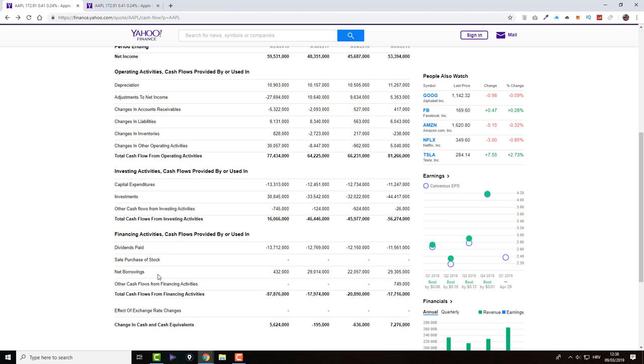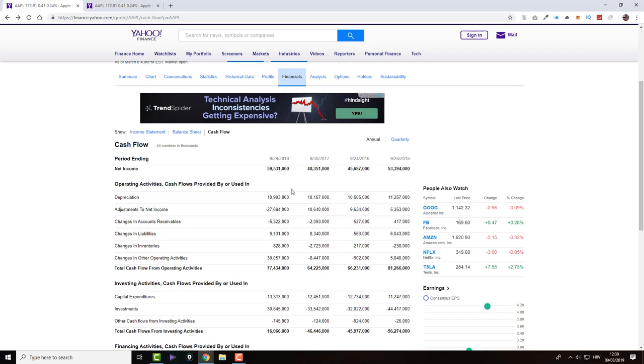When you add all of those things up and deduct the numbers shown here, you get the final change in cash and cash equivalents that a particular company operates with, based on that particular period, which is the 2018 year. On the screen you can see annual data. You can also check out the quarterly data.